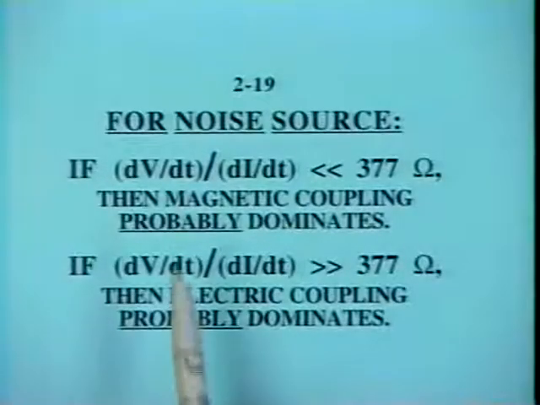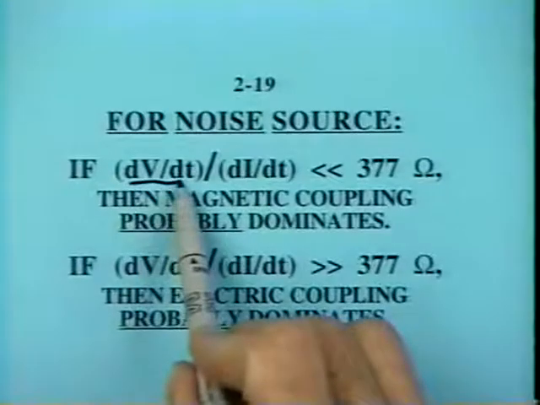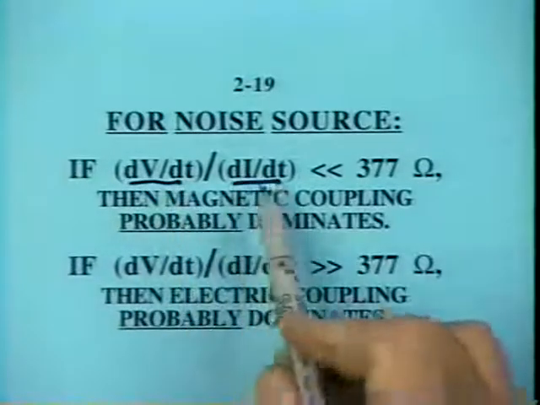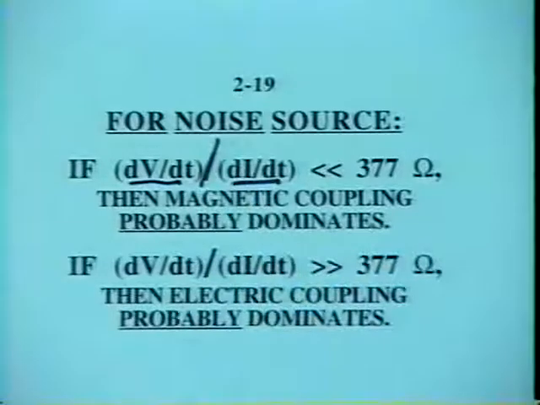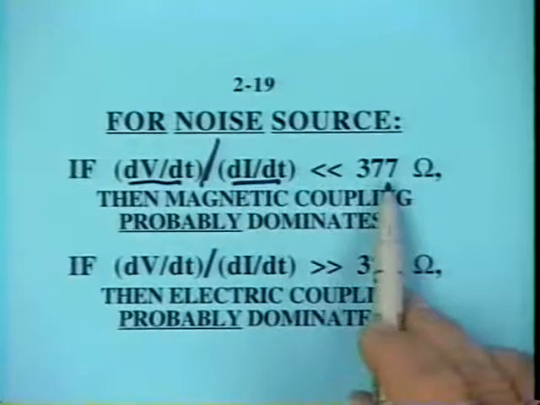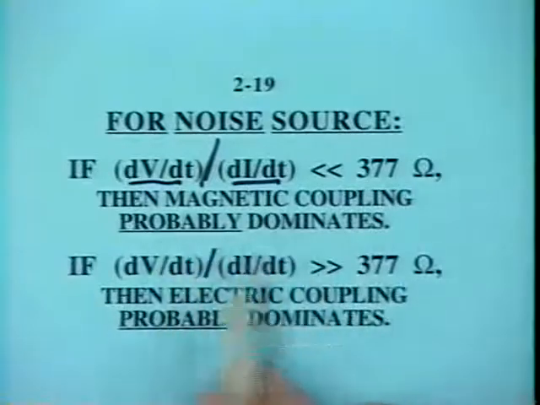Let's go back to the general case. We've got a time-varying voltage. We've got a time-varying current. We divide the two. We look at the ratio of the two derivatives. If that ratio is much less than a few hundred ohms, we're thinking probably a magnetic problem coming from this type of source.